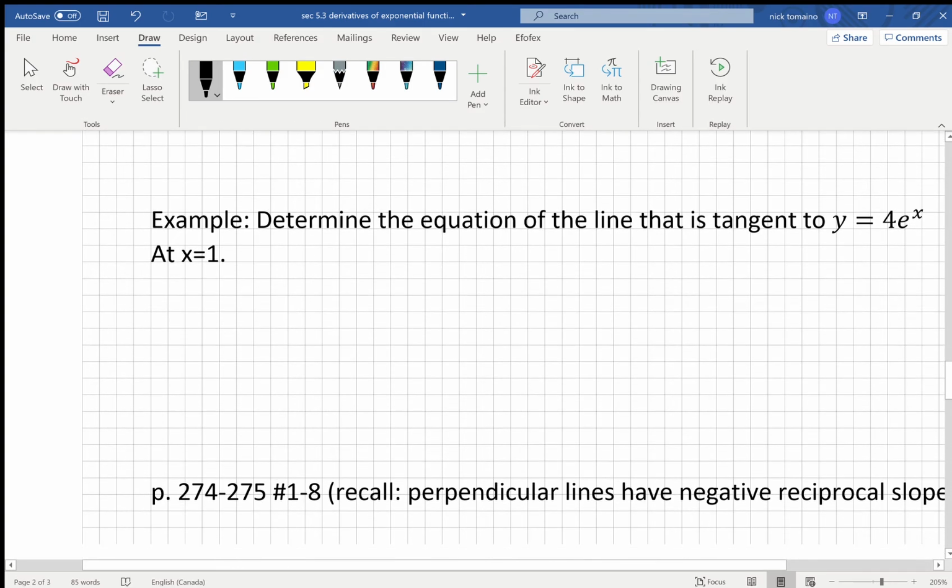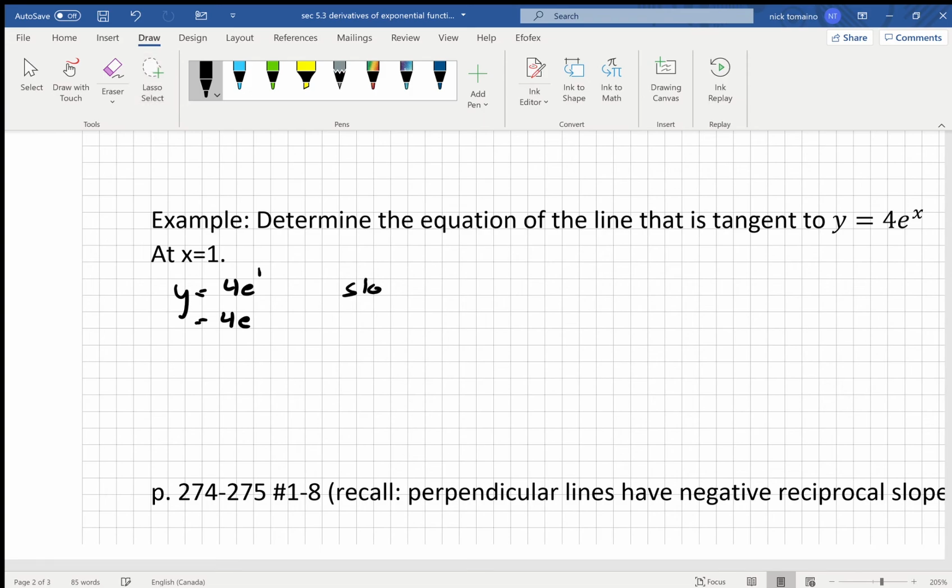All right, so the last one, we're going to revisit this problem that we see sort of every section. Determine the equation of the line that is tangent to y equals 4 times e to the x at x equals 1. Remember what we have to do. We have to get our y coordinate, so we plug it into the function. So y is equal to 4e to the 1, which is just equal to 4e.